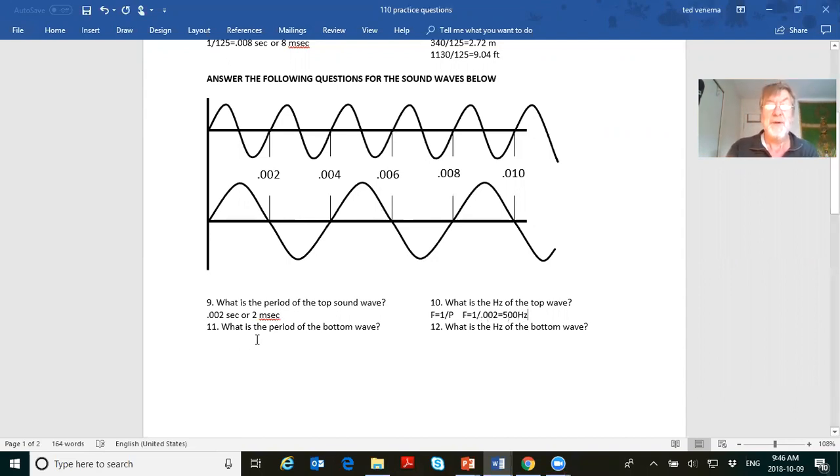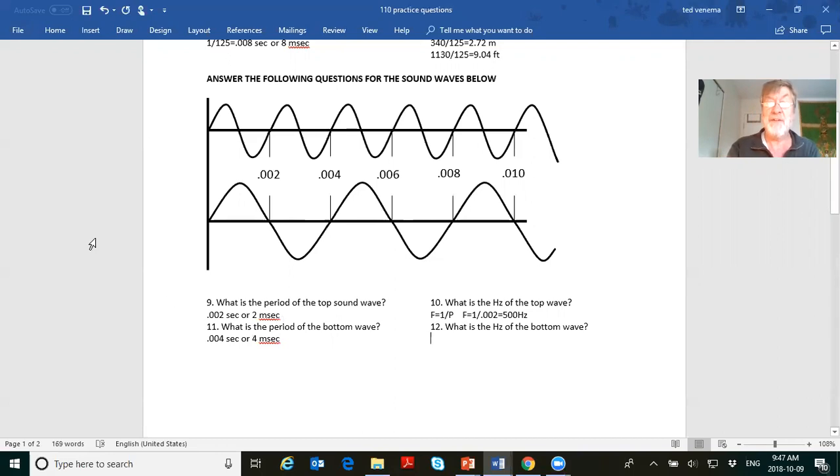Good. What's the period of the bottom wave? How long did it take to complete one cycle? 0.004 seconds, or 4 milliseconds. Move on over.